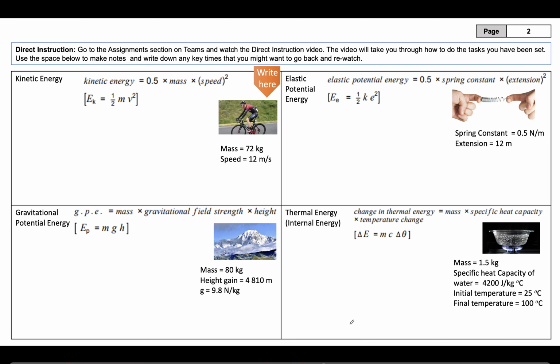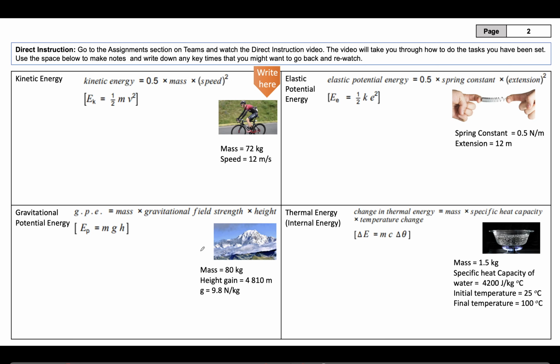Okay, so let's go straight on with the direct instruction. So I've collated these 4 things together. So we have the idea of kinetic energy, which is talking about things that are moving, and that uses this equation. You have elastic potential, so that's energy stored by something that's been stretched or squashed, just like you can see in the diagram here.